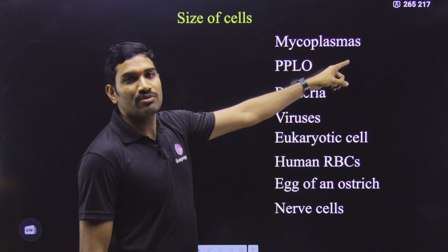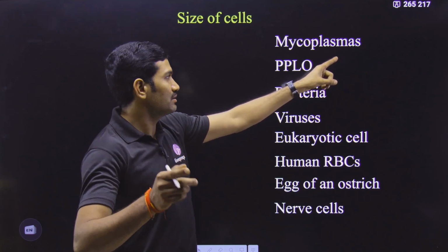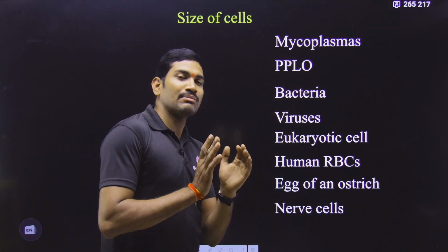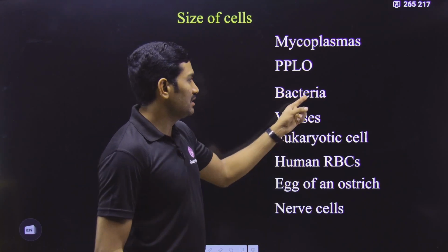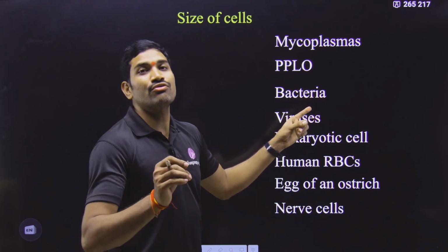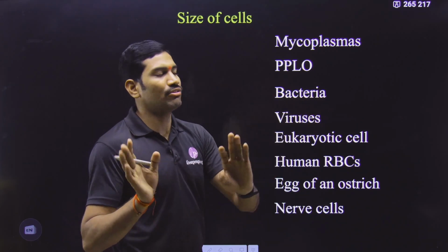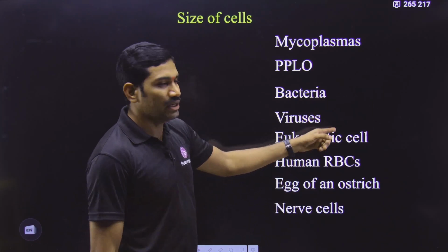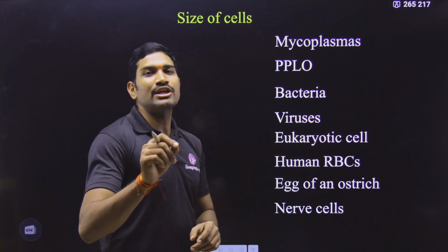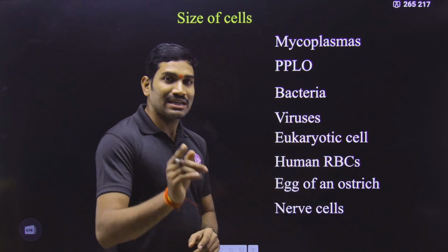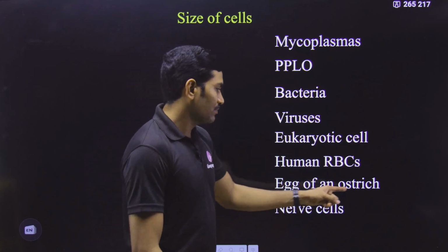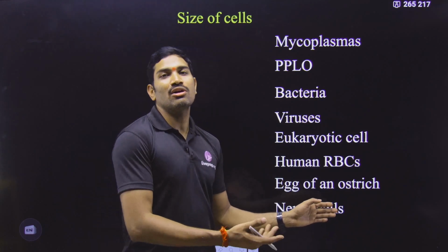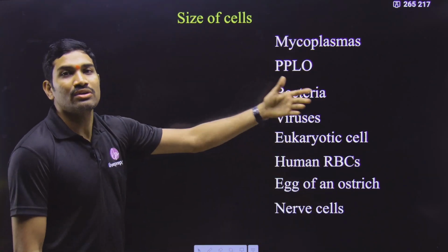So size of the cell: for mycoplasma, what is the average size we have studied? 0.3 micrometer, and specifically for PPLO we studied 0.1 micrometer. For bacteria, in the diagram they gave 1 to 2 microns, and in the regular theory part they have given 3 to 5 microns. So overall, 1 to 5 microns for bacteria. Viruses 0.02 to 0.2 microns, and a typical eukaryotic cell 10 to 20 micrometers. Human RBC diameter is 7 micrometer. The egg of ostrich is the largest isolated single cell, and the nerve cells are some of the longest cells. This is the information with respect to size.